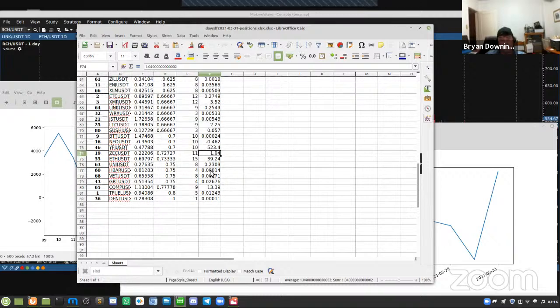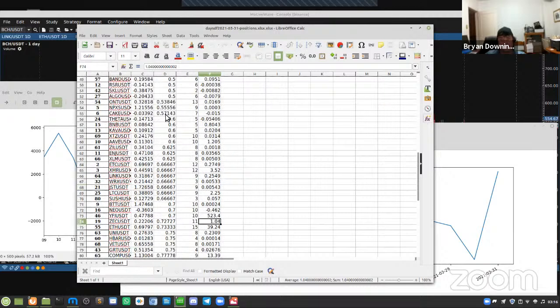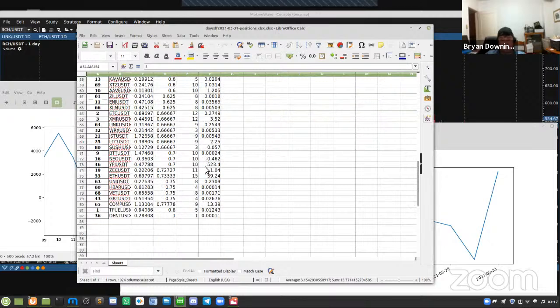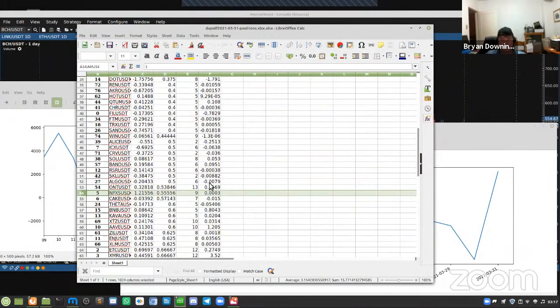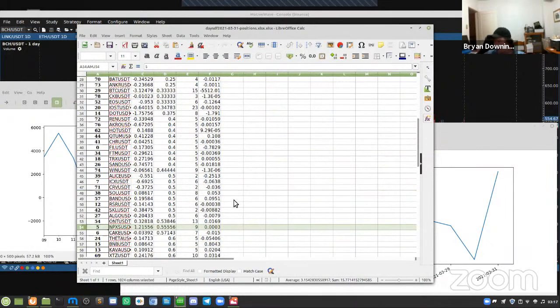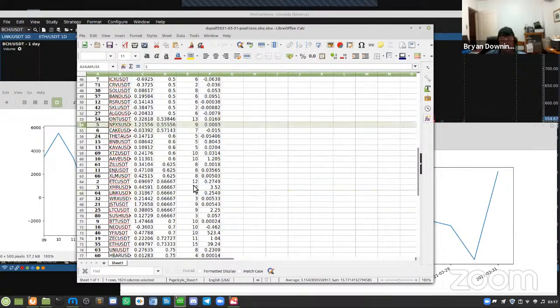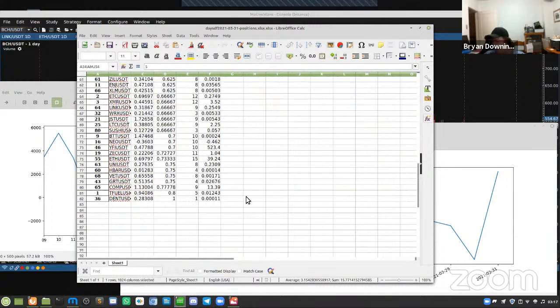We're going to look at probably up until maybe here, from the bottom up, on these individual coins. We're going to take out the coins that had a win ratio lower than 50%, meaning that they weren't winners for the day. We're only going to focus on those coins that performed best for the day, and the ones that were most profitable.